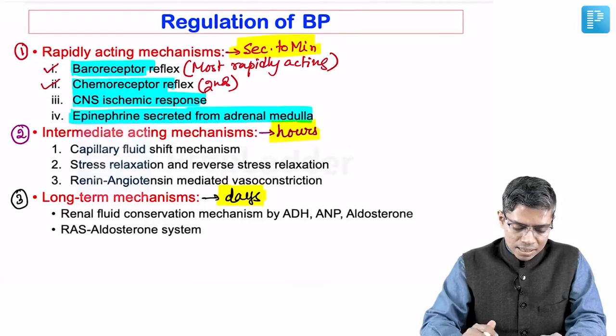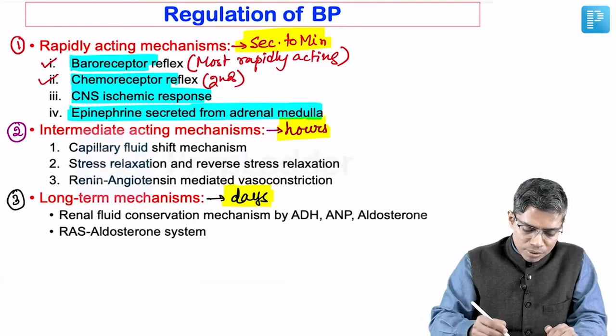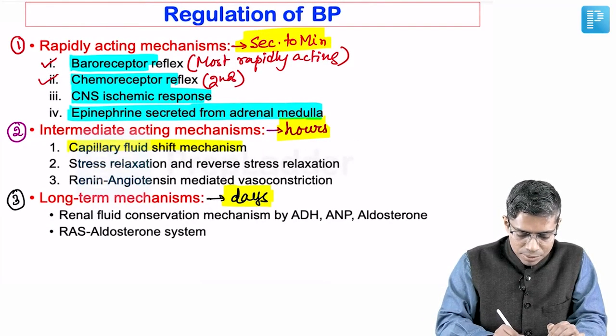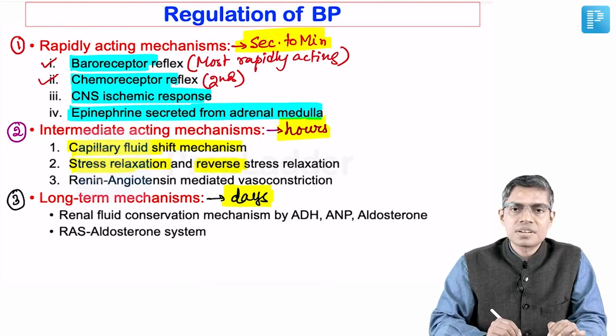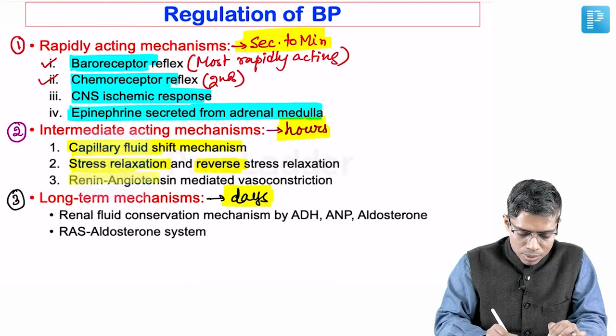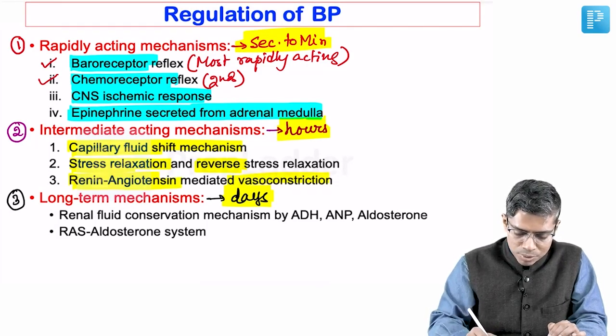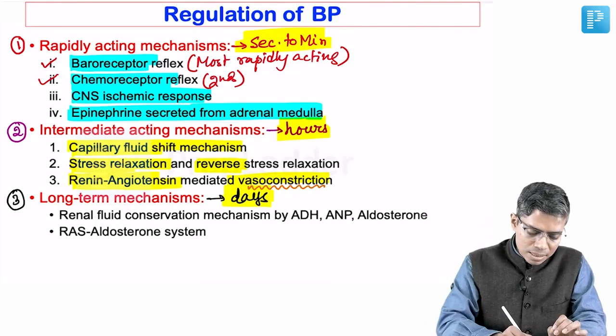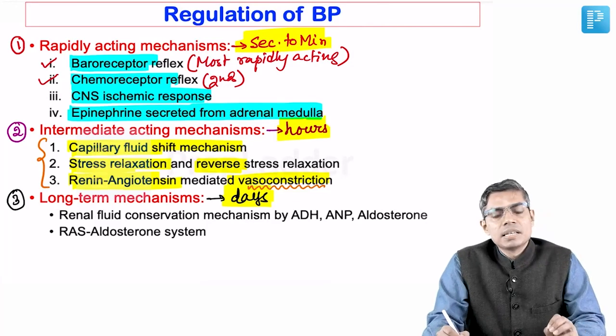Okay, then at the level of intermediate acting mechanism, you can find out that the capillary fluid shift mechanism is there, stress relaxation and reverse stress relaxation, and the third one is the renin angiotensin mediated vasoconstriction. So you have to be careful here. Renin angiotensin is causing vasoconstriction. That is a part of the intermediate mechanism. It will start working within a few hours, minutes to hours.